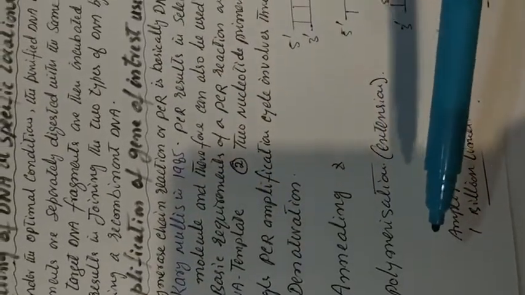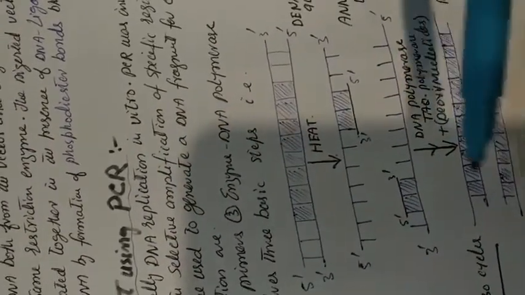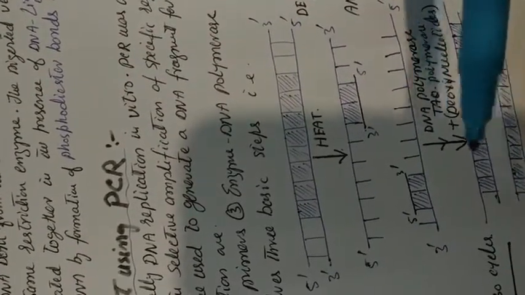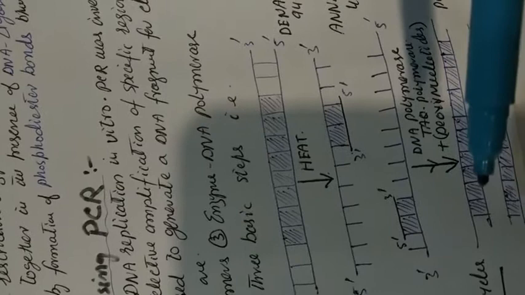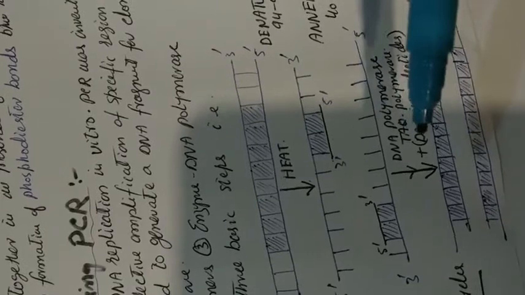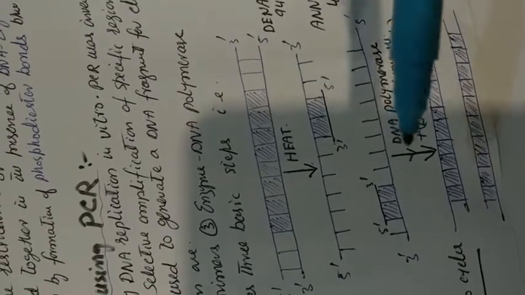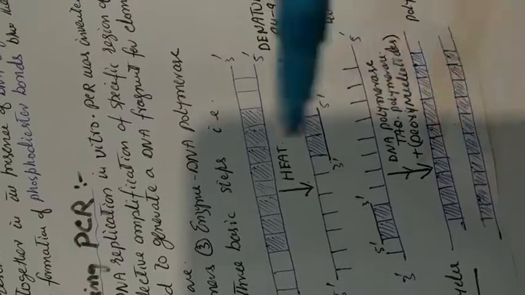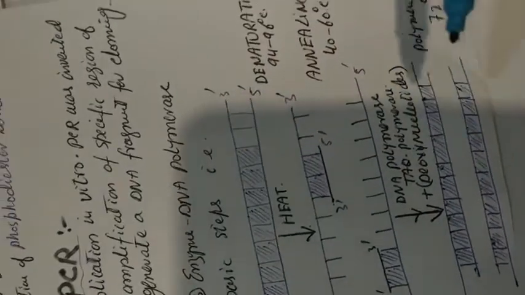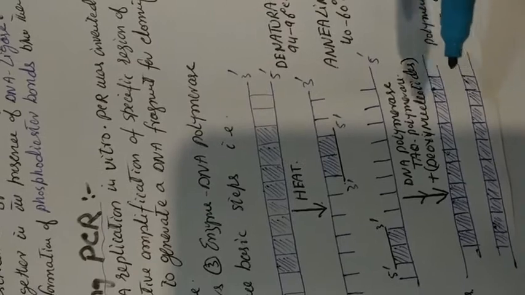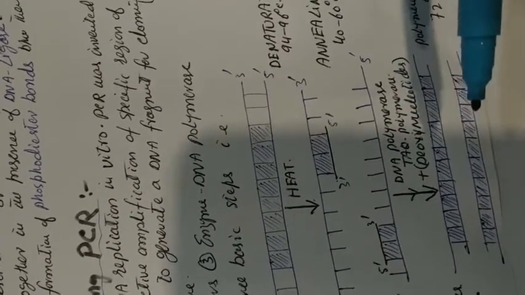The final step is the polymerization, also known as extension, where Taq DNA polymerase of a thermophilic bacterium called Thermus aquaticus synthesizes the DNA region between the primers. It means the primers are extended towards each other so that the DNA segment lying between the two primers is copied. The optimum temperature for the polymerization step is about 72 degrees Celsius.